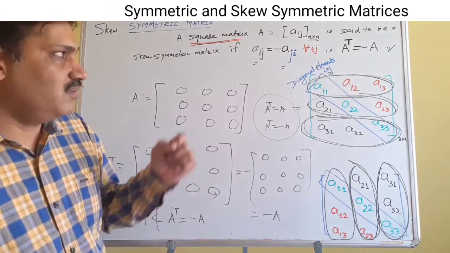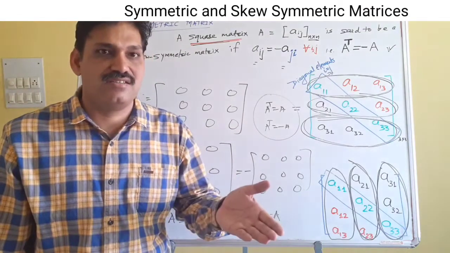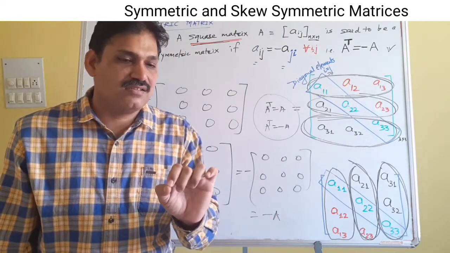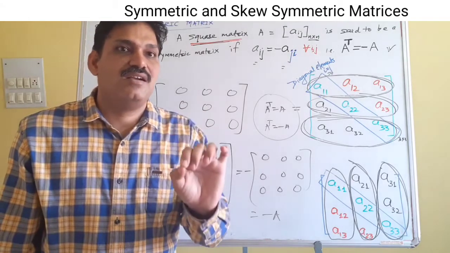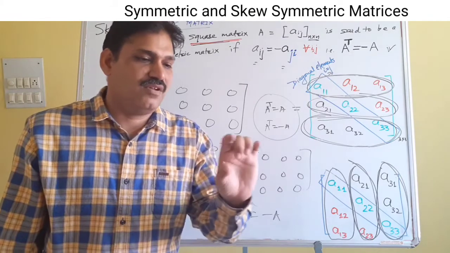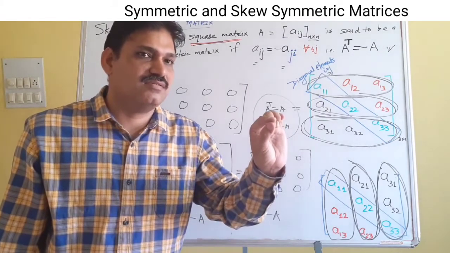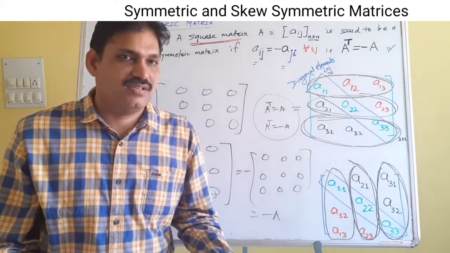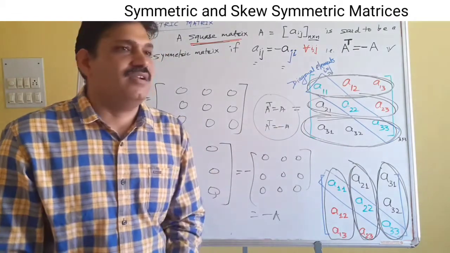In our NCERT textbook, in the miscellaneous exercise, one MCQ is there, in which it is asked, which of the following matrices is symmetric and skew symmetric both? So the answer is the zero matrix.